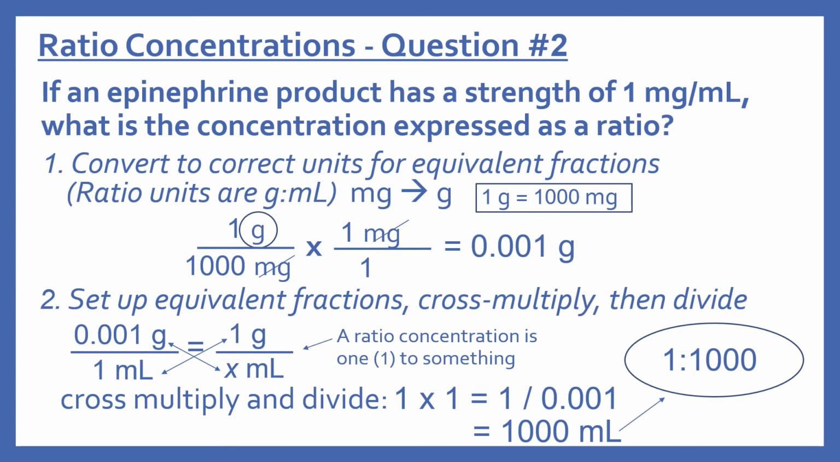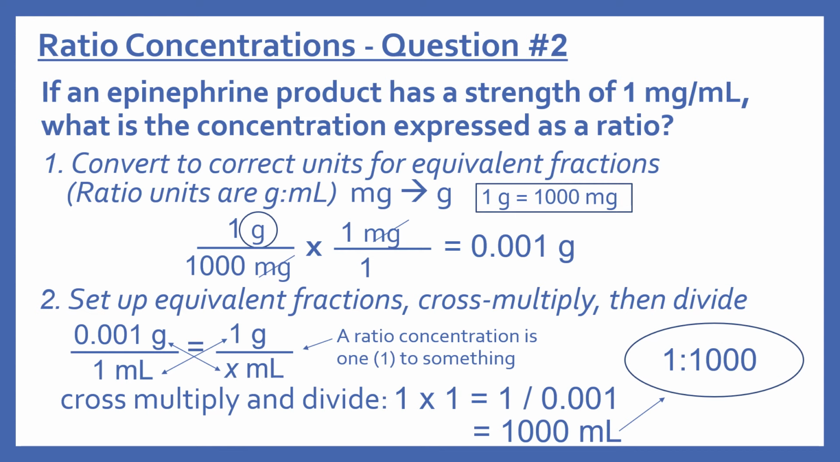Okay, ratio concentrations, question number 2. If an epinephrine product has a strength of 1 milligram per milliliter, what is the concentration expressed as a ratio? So first we need to convert to correct units for equivalent fractions. Remember, the ratio units are grams to milliliters. So first we'll convert milligrams to grams.